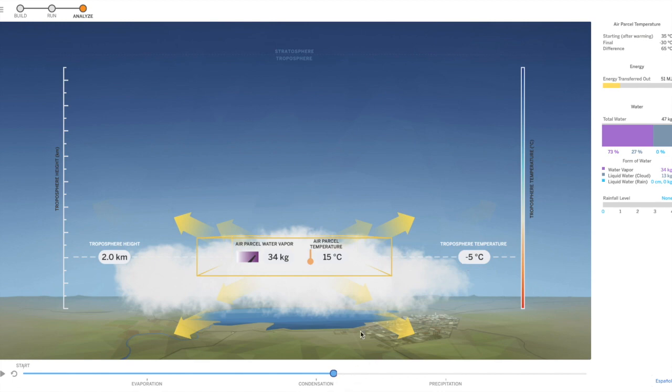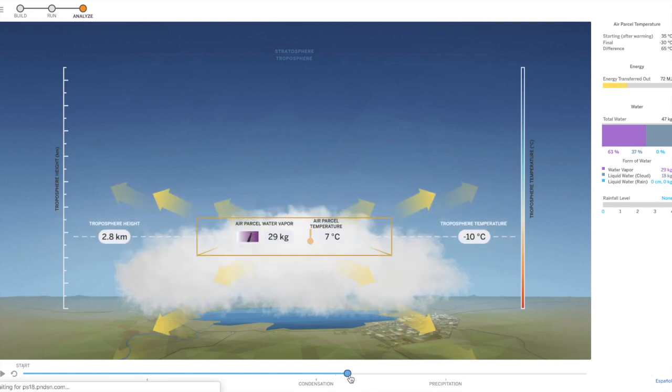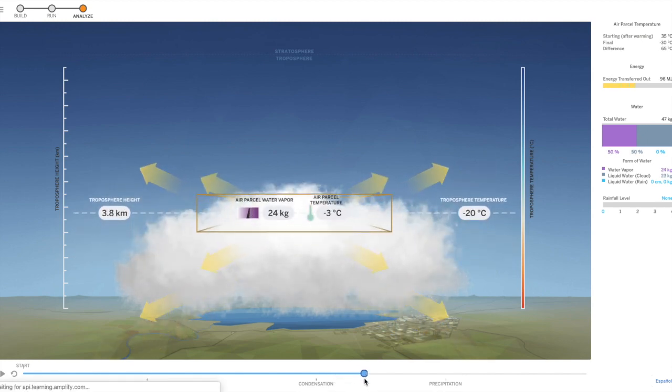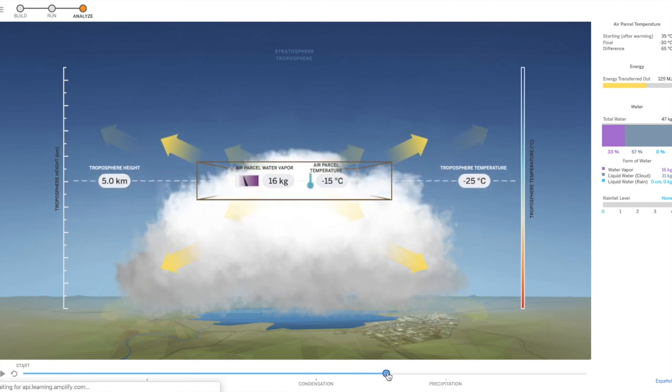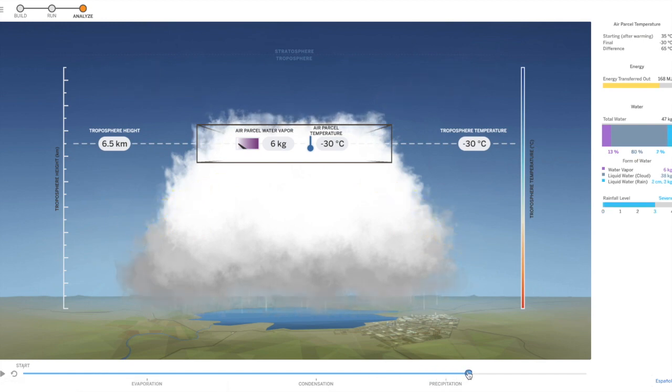So even when we reach -5 in the air particle, let's get to -5. Now the outside temperature is -20. Because there's more energy, it's requiring more to cool off. And as it rises up and up into the troposphere, the temperature it needs to reach continuously gets lower. Then it reaches -30, which is where we have the rainfall. And as you can see here, it rises to a severe level of rain.